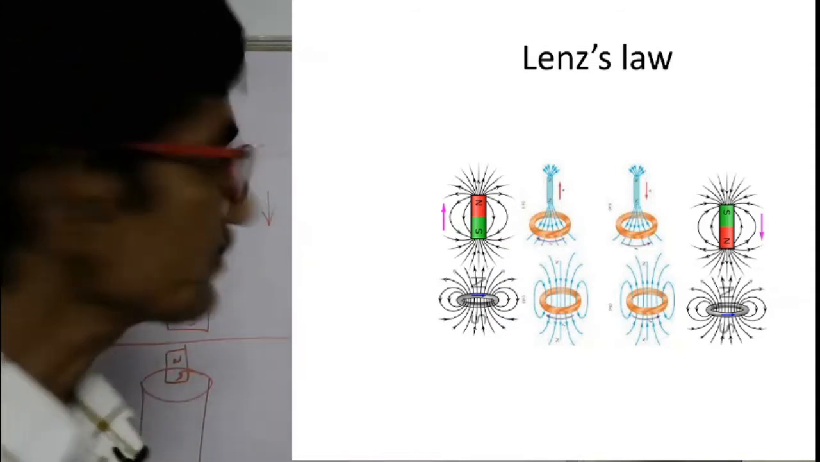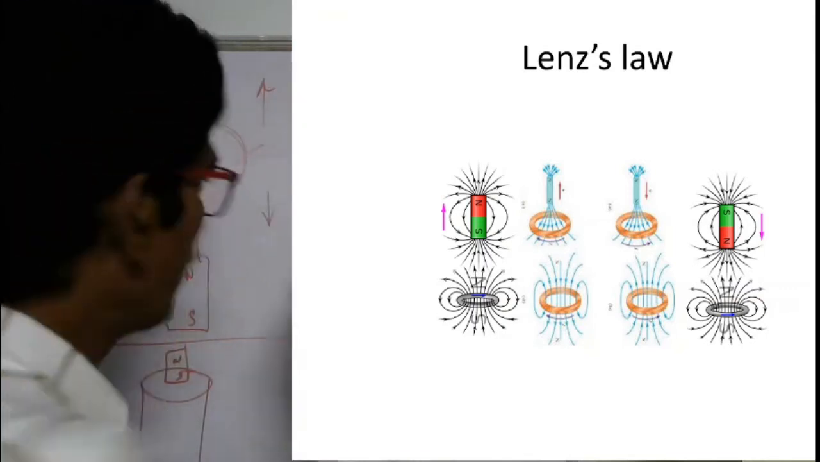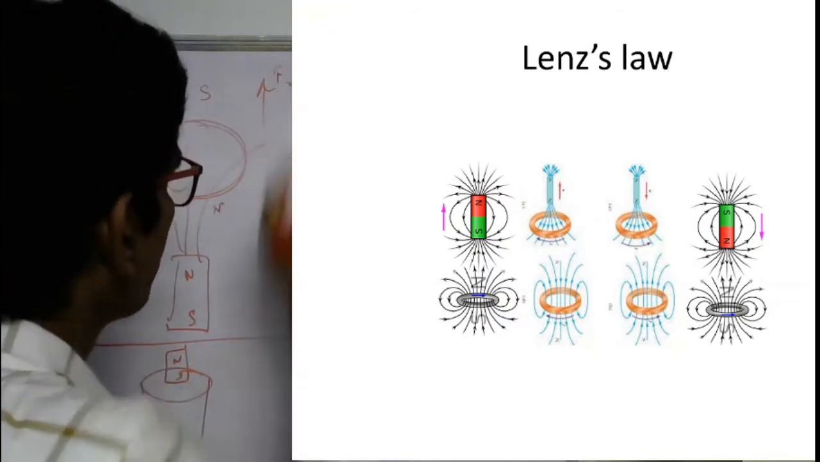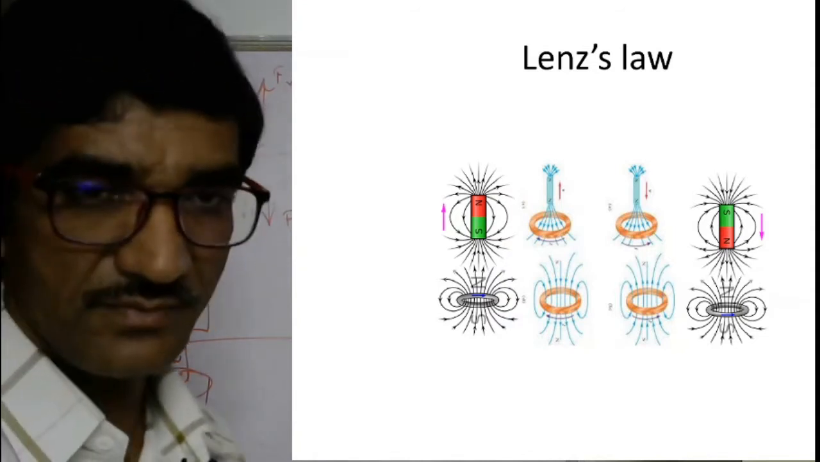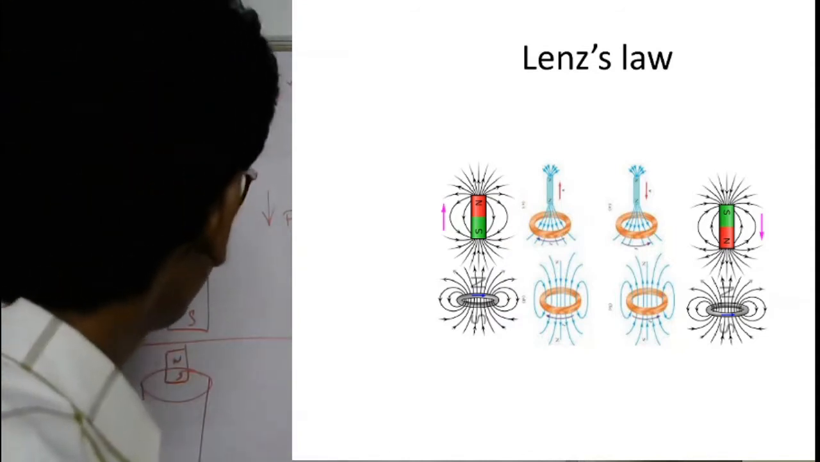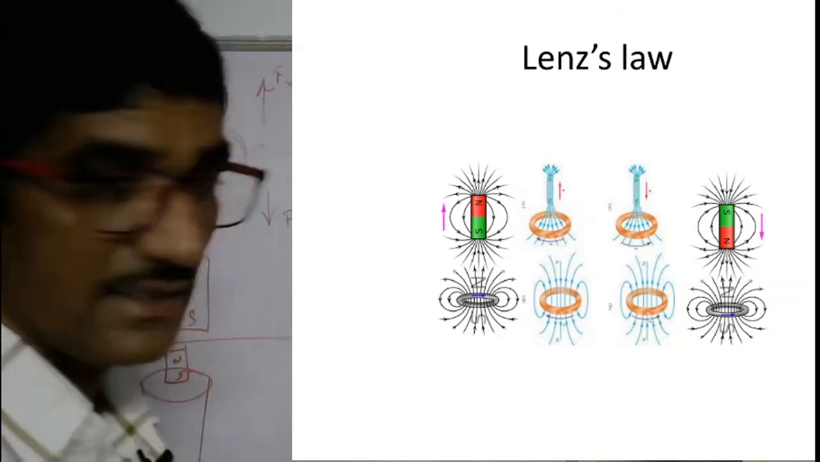Next, the magnetic force will be upwards. F gravitational, F magnetic. So after some time, an equilibrium situation arises. Then this ring simply floats on the magnet.